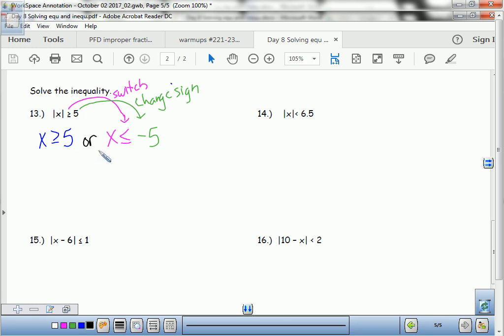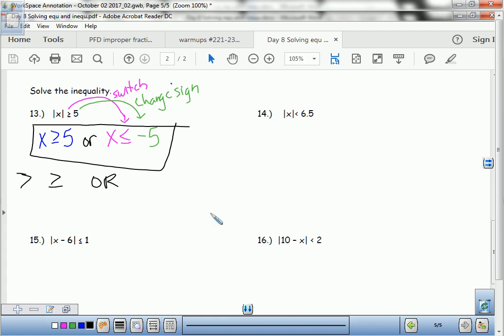Greater than 5 or less than negative 5. And I have to use the word or because it isn't possible for a number to be greater than 5 and less than negative 5. No, that's not possible. So this is definitely an or situation. And we're going to notice that every time we have greater than or equal to, it gives us an or situation. Greater than or equal to gives us an or.